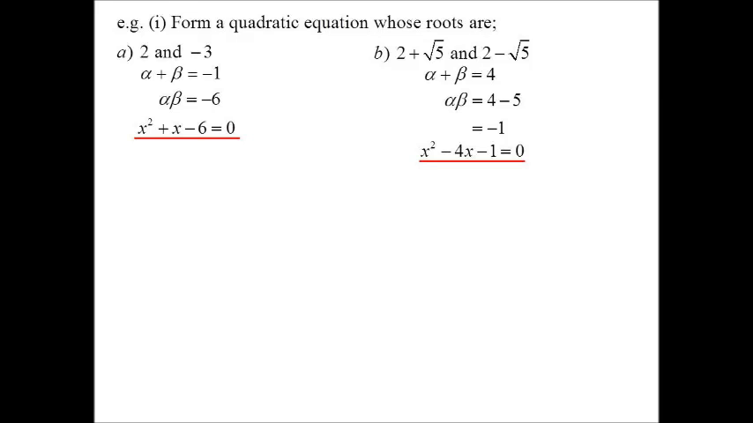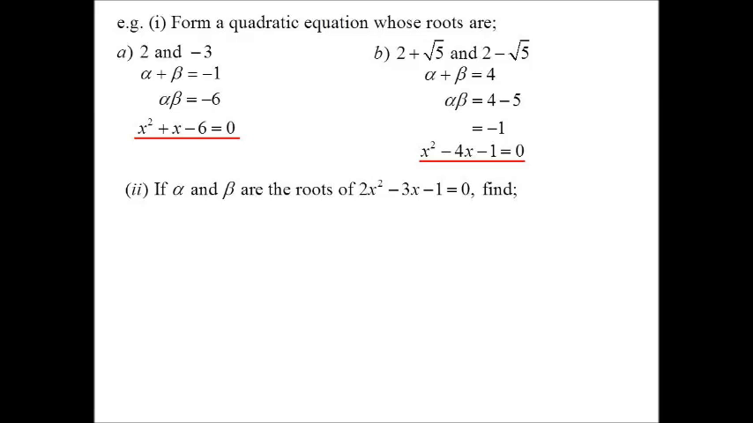Now that's useful when we get the roots not in nice rational numbers, but they will always appear, by the way, in conjugate pairs. So if they're not going to be a nice, neat, rational number like we've got here, 2 and -3, then the two solutions should be the conjugate of each other. In this case, 2 plus root 5 and 2 minus root 5. When we add them, the irrational part cancels out, so alpha plus beta is 4. When we multiply them, it also gets rid of the irrationality, because we have a difference of two squares, and so we square the square root of 5. So our equation for that one is x squared minus 4x minus 1.